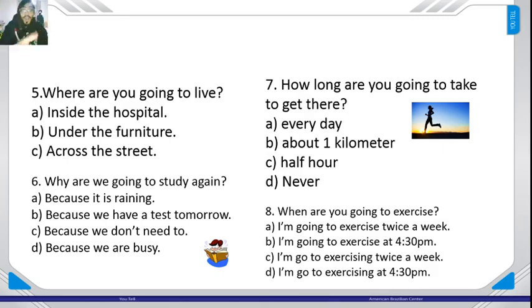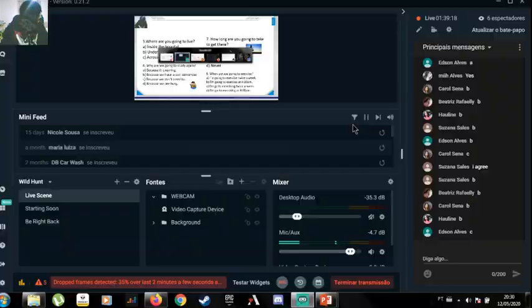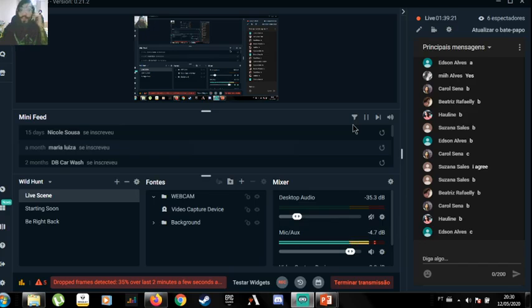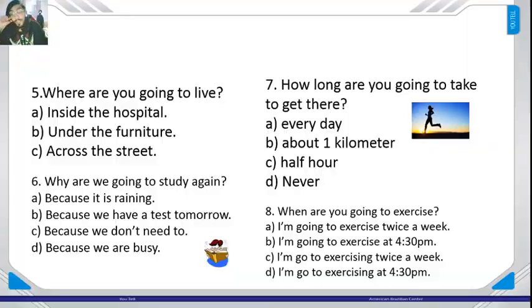So why are we going to study again? Por que que nós vamos estudar novamente? Because we have a test tomorrow. Porque nós temos uma prova amanhã. Okay, students? Number 7 now. Put your attention, focus on the question number 7. Pay attention. The question is, how long are you going to take to get there?